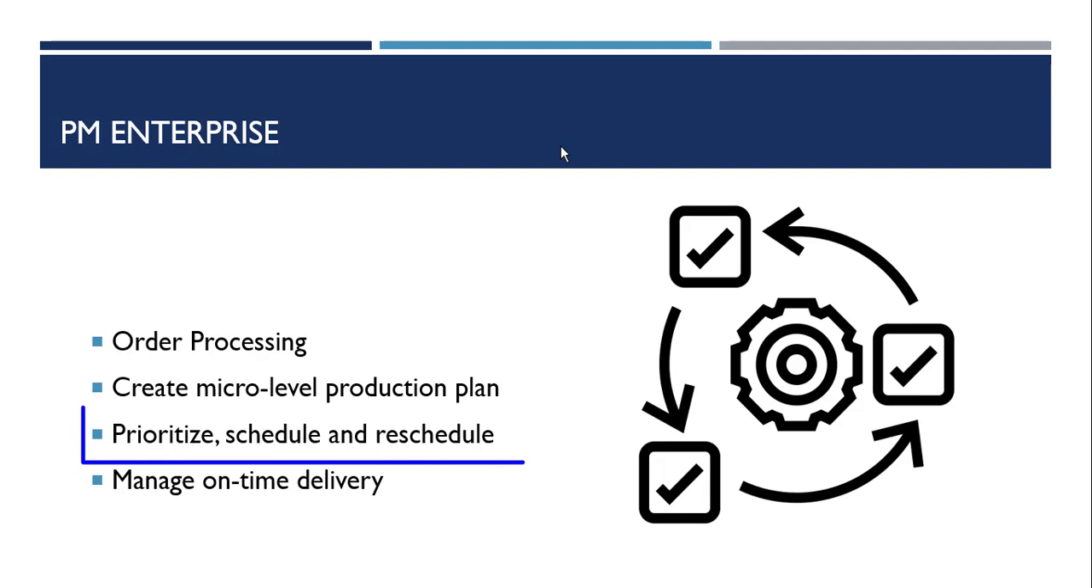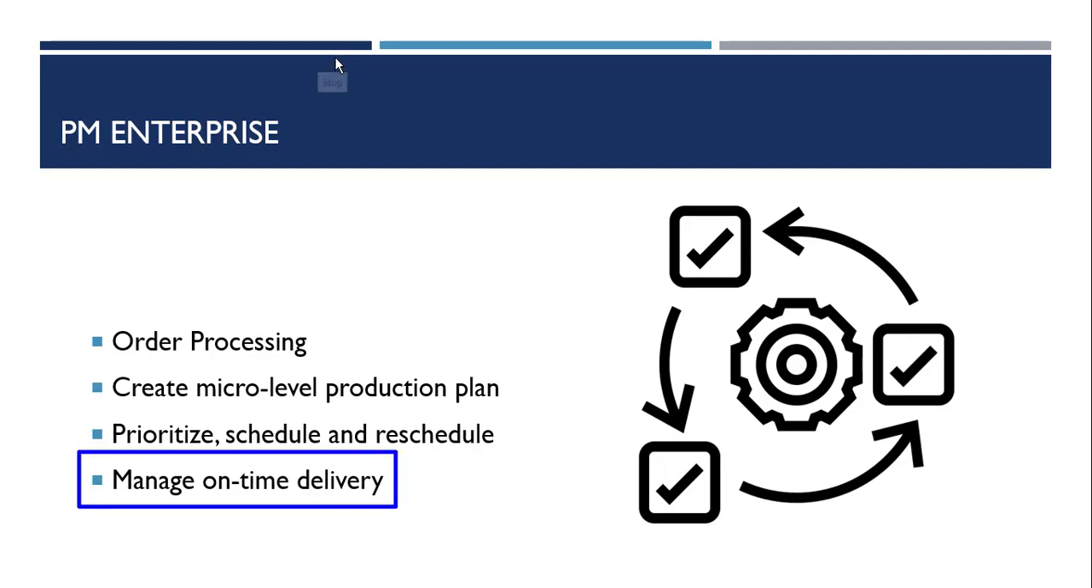Based on the order priority, you can schedule, reschedule and adapt to the dynamic market demand. Once the production plan is generated, you can observe expected date of order completion, and the dynamic scheduling feature of software will help you to manage on-time order delivery.